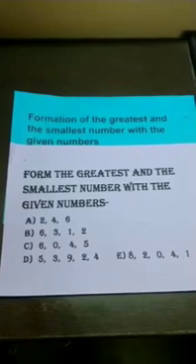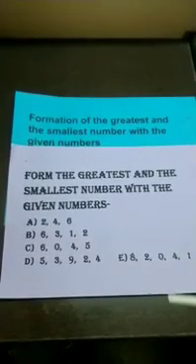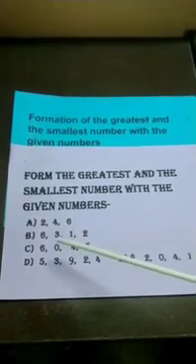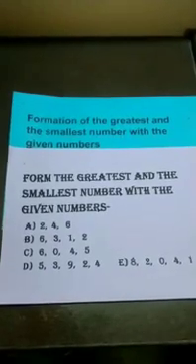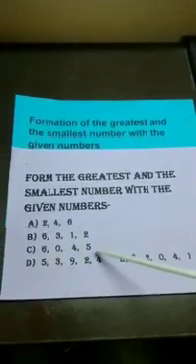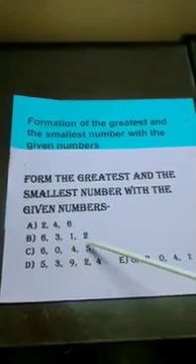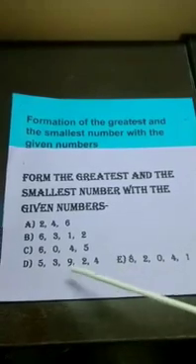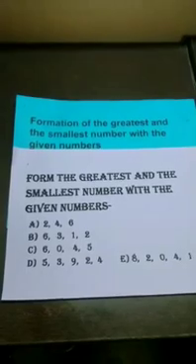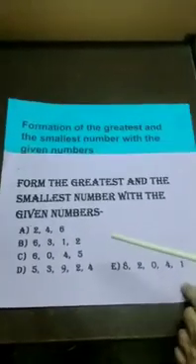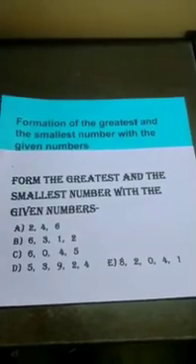But in case 0 is used in the number and you have to find the smallest number, you cannot use 0 at the extreme left. It should always be the second digit from left. So the smallest number formed from these numbers will be 4056. It cannot be 0456. It will be 4056. So form the greatest and the smallest number with the rest of the numbers given here.